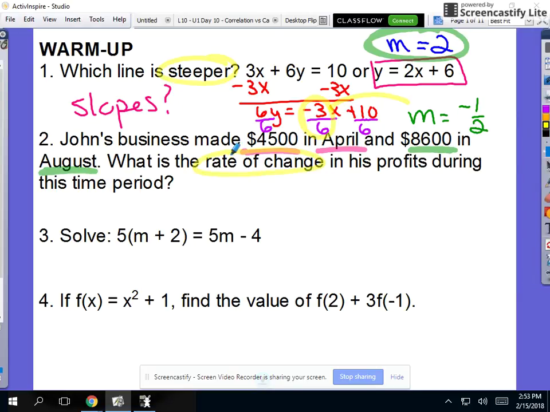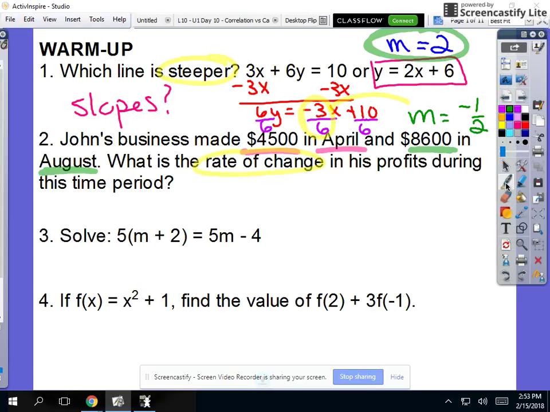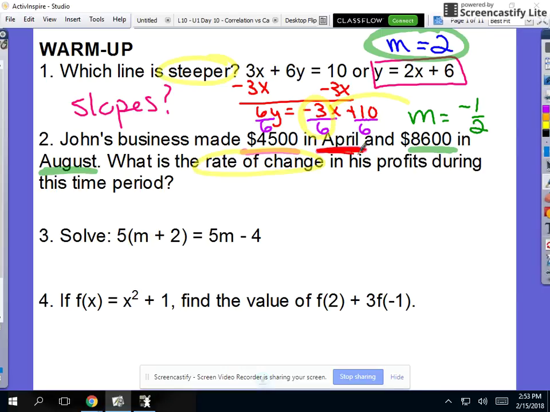really what you need to start doing is thinking of these two data points as actual points. So to think of April in 4,500, remember X is time. So my April is going to be my time. Well, what month is that of the year? Oh, that's the fourth month of the year. So I'm going to write that as 4, comma, 4,500. So that's my first coordinate. But you write that as a coordinate.